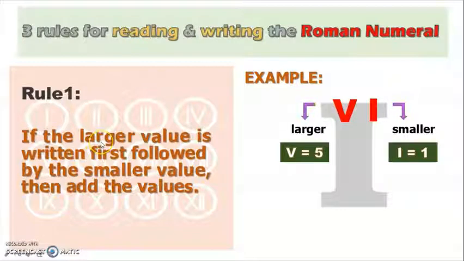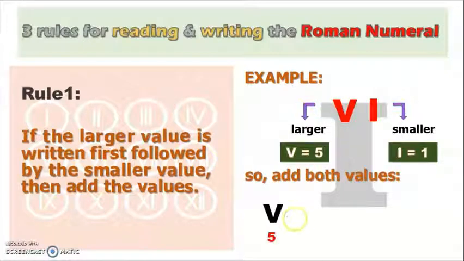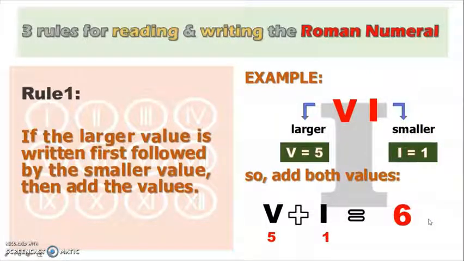The rule states that if the larger number is written first, followed by the smaller value, you have to combine both values. So for the values V and I, add both values. V is equal to 5 plus I equal to 1, therefore V and I is equal to 6. So VI is equivalent to 6.